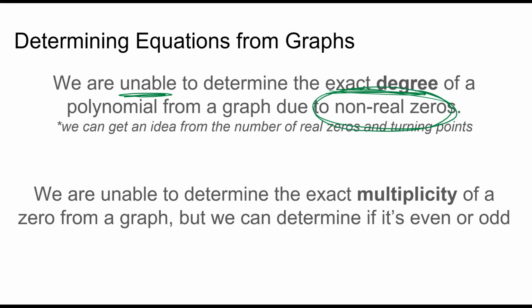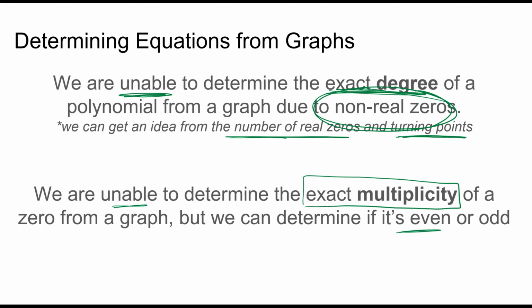We can get an idea from the number of real zeros and turning points. Remember, it can have at most degree -1 turning points. And we're also unable to determine the exact multiplicity of that 0. We can only determine if it's even or odd. How can we determine that? Because it bounces at even and it crosses at odd.